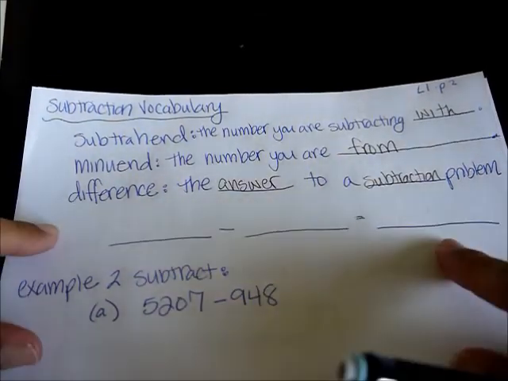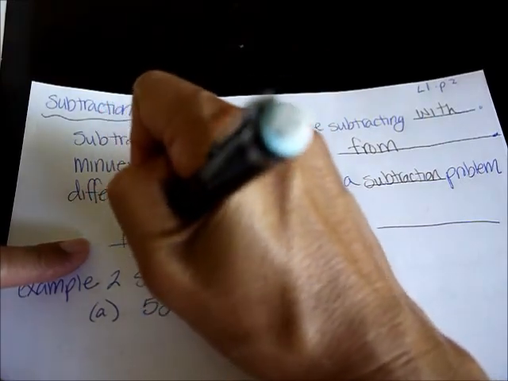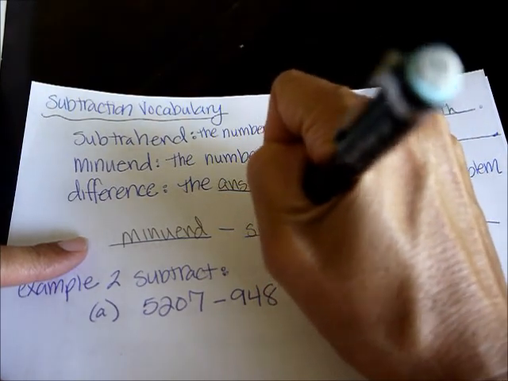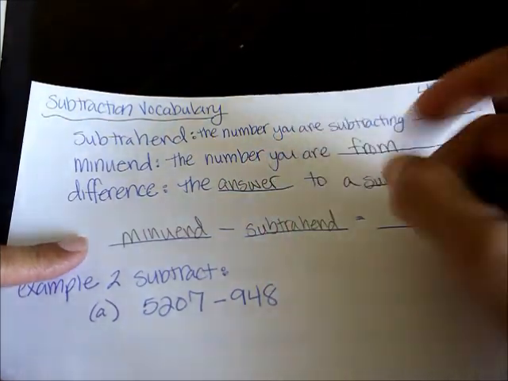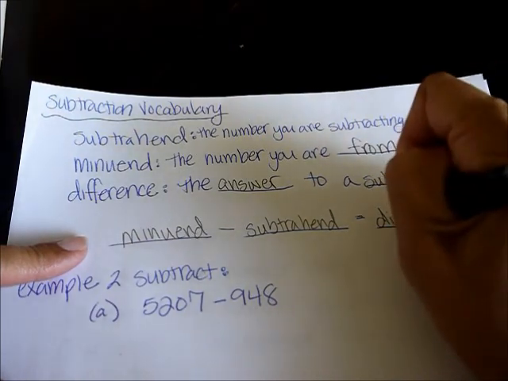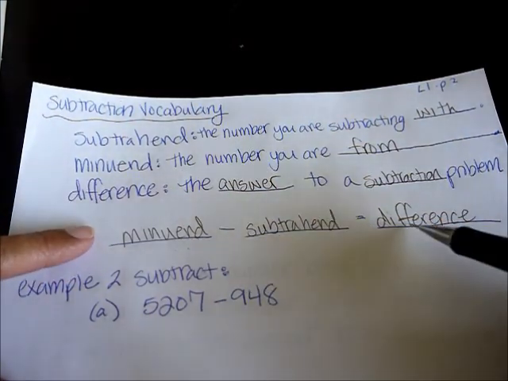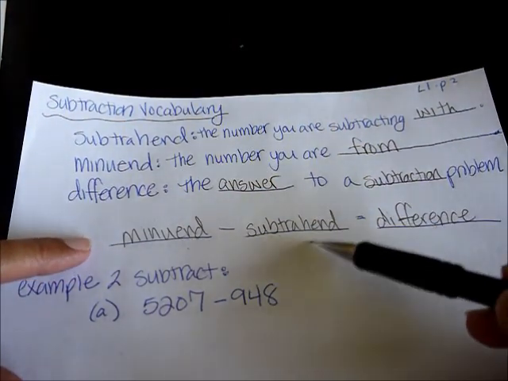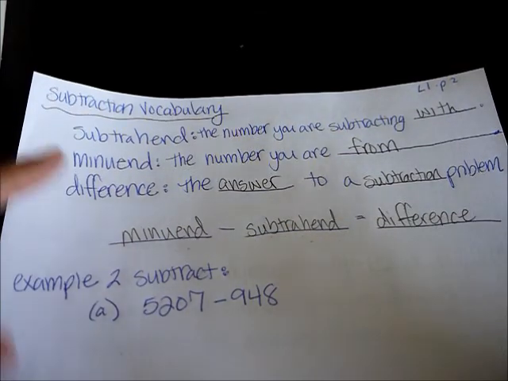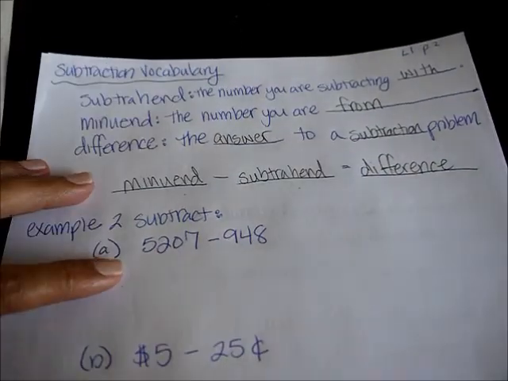Okay, so what this means though is, maybe if you remember it this way, the minuend minus the subtrahend equals the difference. Now this might pop up on a test or quiz, so if you remember it this way, min minus sub equals diff, okay? Min minus sub equals diff. Minuend minus subtrahend equals difference. All right, now let's move on and do some examples.